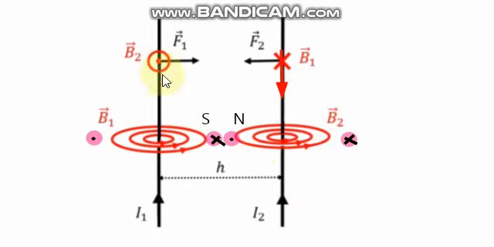It means two parallel currents, the currents in the same direction, attract each other, and two anti-parallel currents repel each other. This is the general rule for the magnetic force on two current carrying wires.